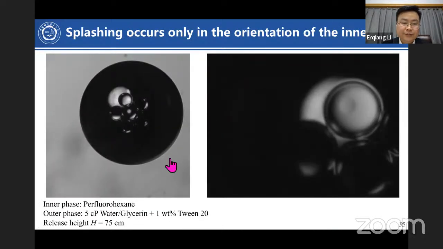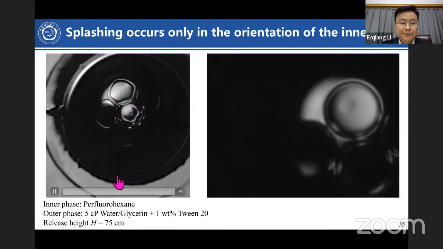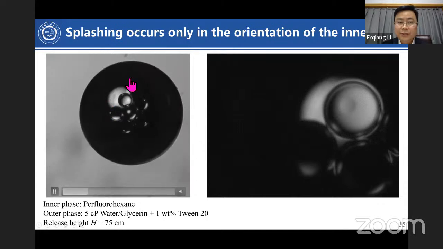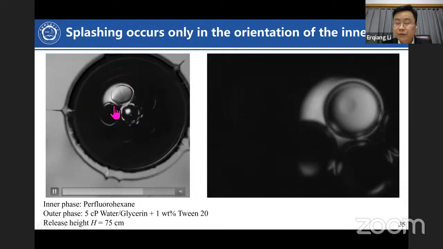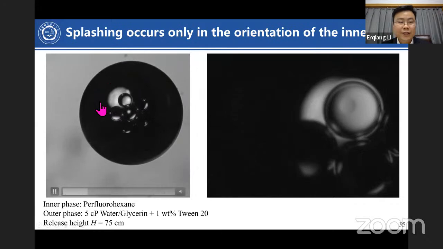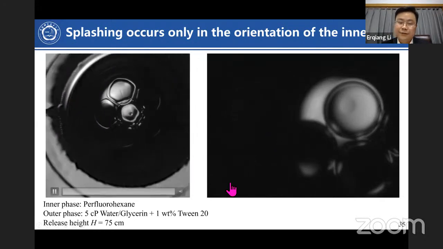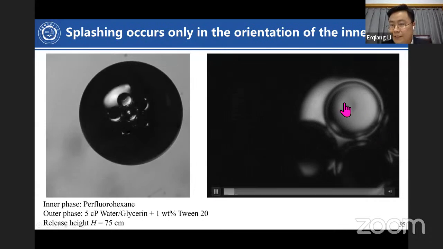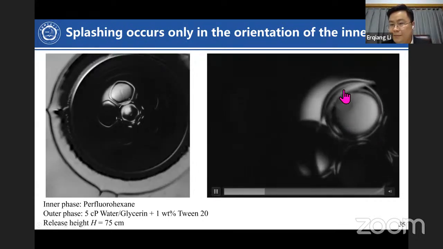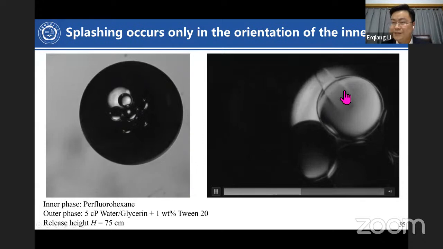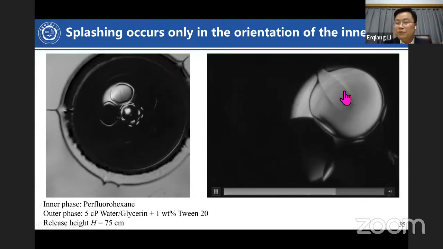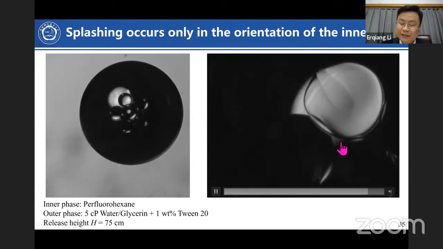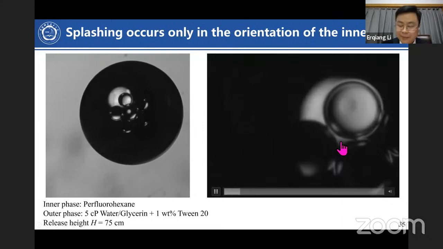So there are some videos. This one has like 6 inner droplets inside. But more importantly, we see jets only at the orientation of the inner droplets. So in this orientation, you don't have inner droplets, there is no jet. If we zoom in, we see this. And it seems the jet has some relationship with this bump, but we are not very clear at this point.